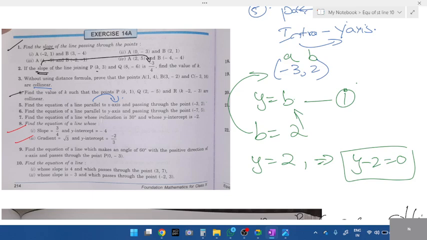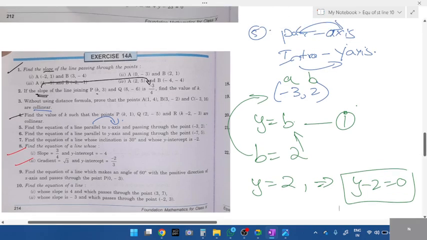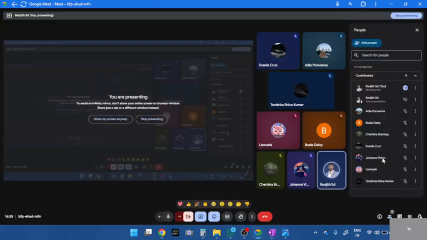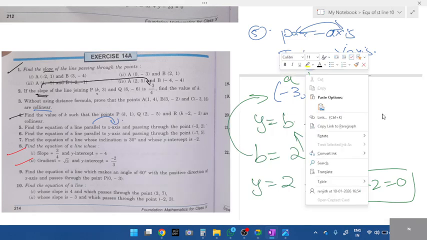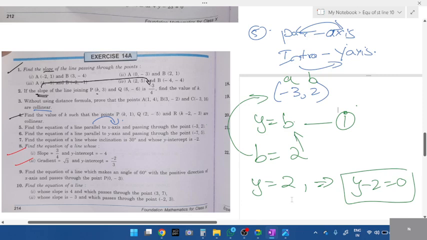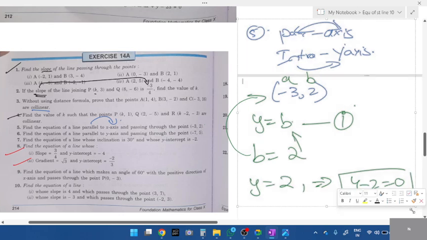Response, students. Someone check the answer. Is it correct? Why is nobody responding? Mariana or Tanishka, whoever has the textbook, what's the answer given there? Y minus 2 is equals to 0 or y is equals to 2? Okay, write it like this. Both are correct. Y is equals to 2 or y minus 2 is equals to 0. Remember, when parallel is given, we give preference for the other one.